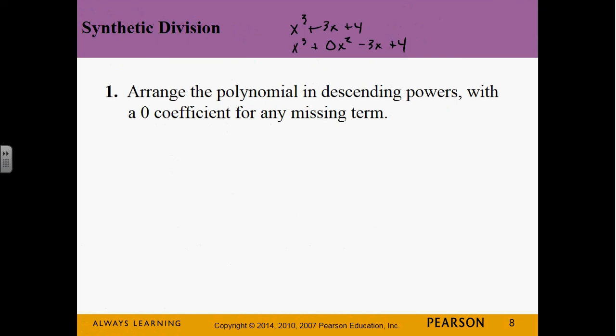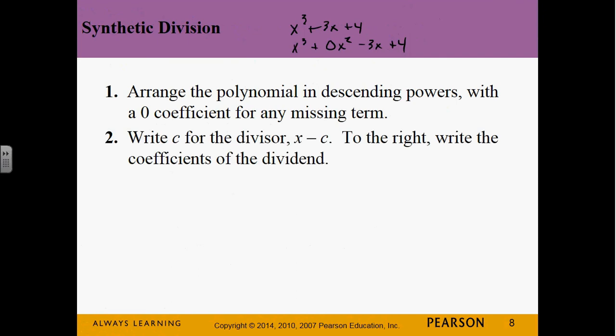So what we're going to do is, after we've got our polynomial, we're going to look at our divisor. Our divisor is in the form x minus c, okay? It has to be in this form of x minus c. All I care about is the c, okay? So let me ask you a question. If I'm dividing by x minus 2, what would c be? If my original form is x minus c, and this is x minus 2, c has to be 2, right? Because if I plug in 2 as c, I get x minus 2.